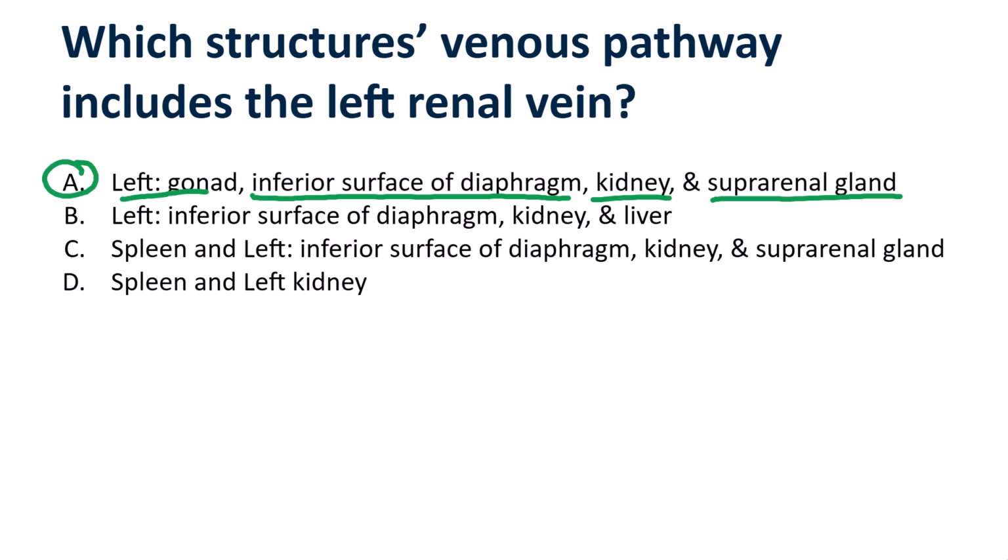B, left inferior surface of diaphragm, sounding good. Left kidney, yes. And liver, wrong. C, spleen, wrong. D, spleen, wrong. Correct answer is A, left gonad, left inferior surface of diaphragm, kidney, and suprarenal gland, all part of the left renal vein return of blood to the IVC.